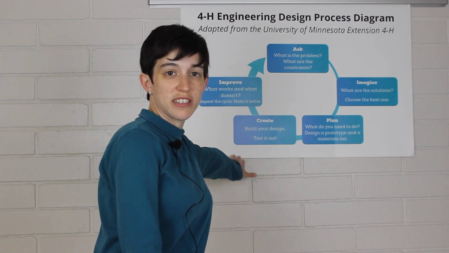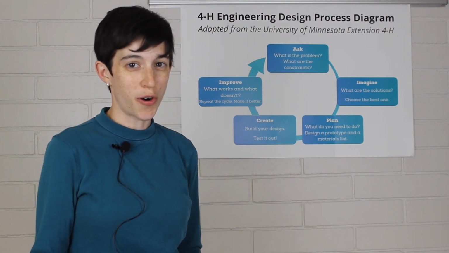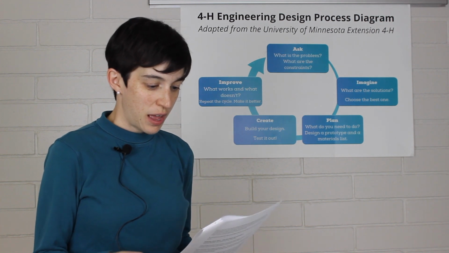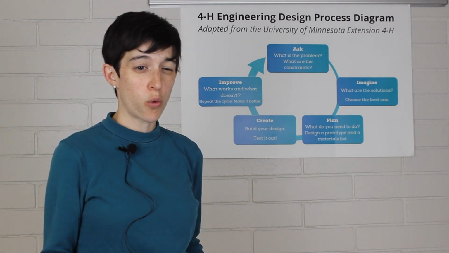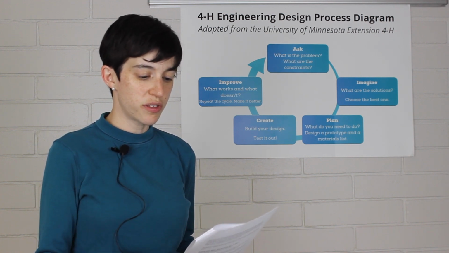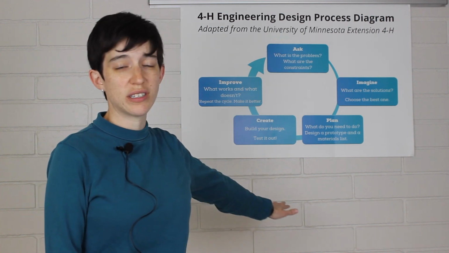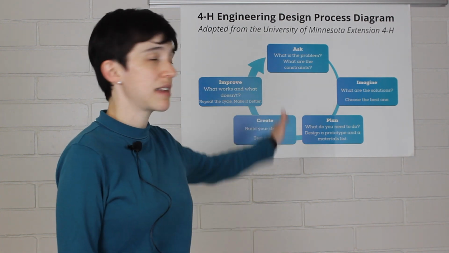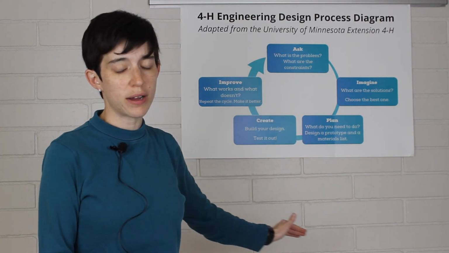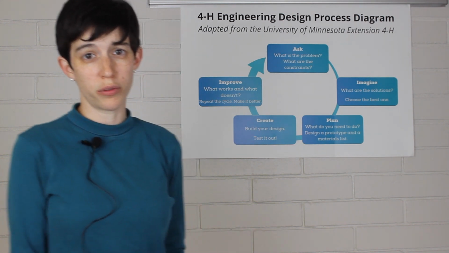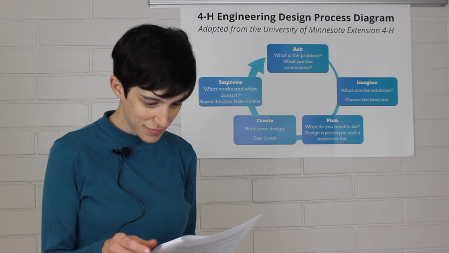The fourth step is to create. Now, this is the fun part of the process. This is where you actually get to build the Ferris wheel. It's also the one step that requires the most amount of prep work. If you're an adult coach and you see your youth teams jumping to the creation stage at the beginning of the competition, you may want to encourage them to go back to the asking stage and walk them through the process. Remember, the Eiffel Tower wasn't built in one day, and neither will these Ferris wheels.